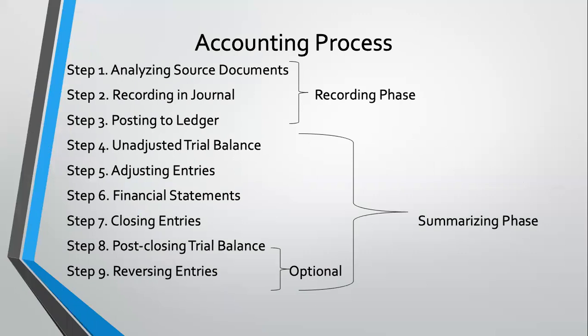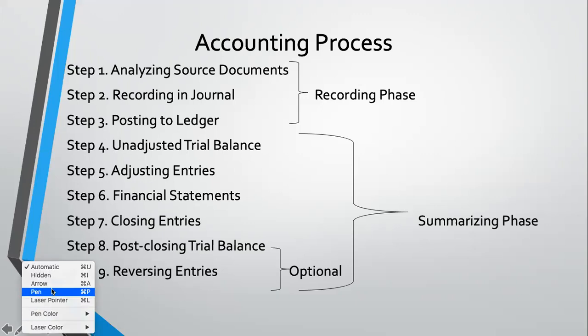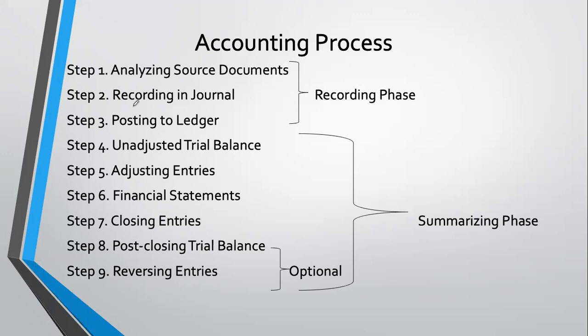We have 9 steps under the accounting process. You may have noticed that some books have 10 steps, but I will follow this accounting process with only 9 steps. First, step 1 is analyzing source documents. Step 2, recording in journal or journalizing. Step 3, posting to the ledger. Step 4, unadjusted trial balance. Step 5, adjusting entries. Step 6, financial statements. Step 7, closing entries. Step 8, post-closing trial balance or preparation of the post-closing trial balance. Step 9 is the reversing entries.